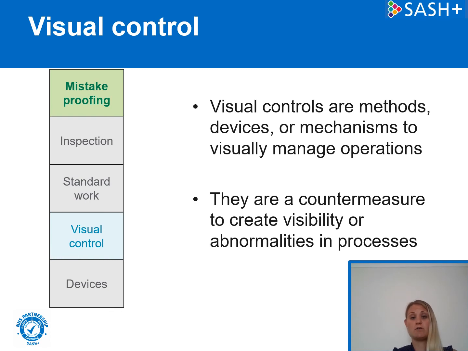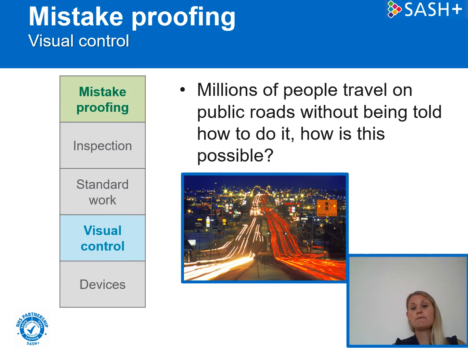So a visual control is a method, device or mechanism to visually manage operations. They're basically a countermeasure to create visibility of abnormalities in a process. So if we think about the road traffic network, how do people manage to get around without being specifically told what to do? Well, there are a variety of visual controls everywhere. You've got traffic lights, you've got yellow lines, you've got road markings, you've got signposts. These are all examples of visual controls.